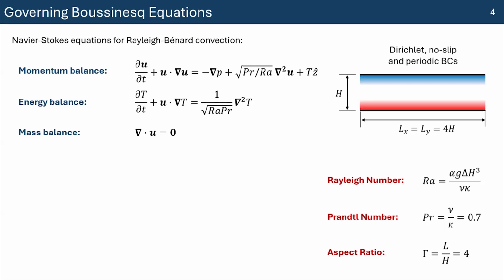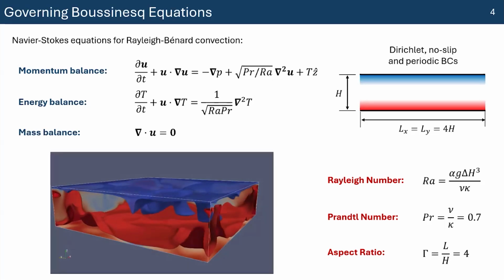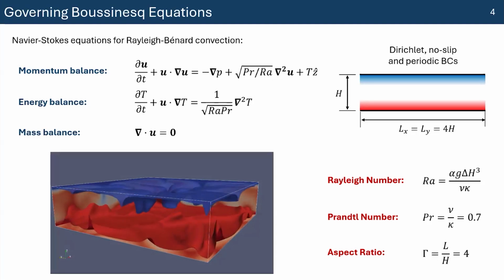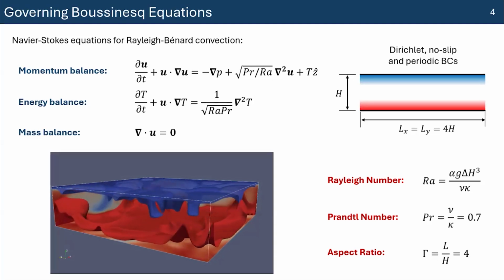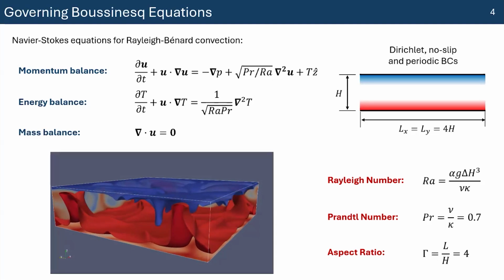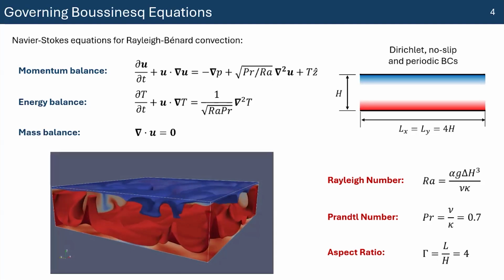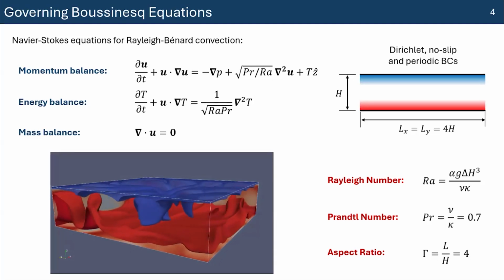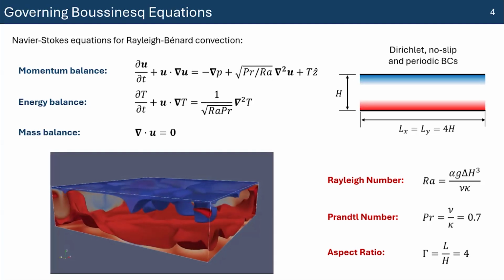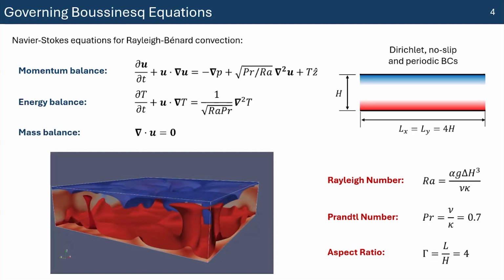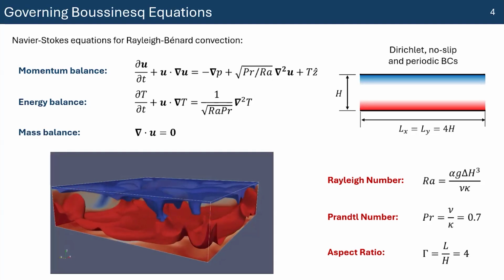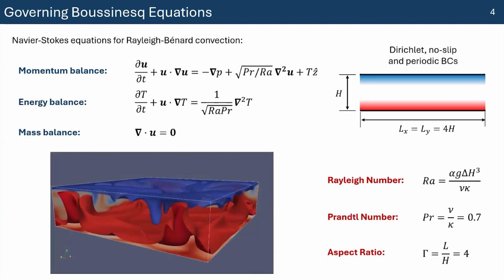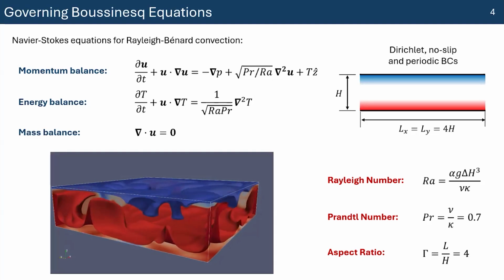We use periodic boundary conditions along the horizontal directions and no-slip boundary conditions in the vertical. And roughly for the lowest Rayleigh number, this is how the flow would look, with hot fluid rising from the bottom and cold fluid falling from the top. And this is at the lowest Rayleigh number. So things get interesting as we increase the Rayleigh number. This is for 10 to the power 5, and we are exploring up to 10 to the power 12.